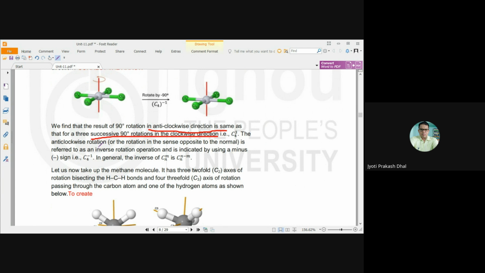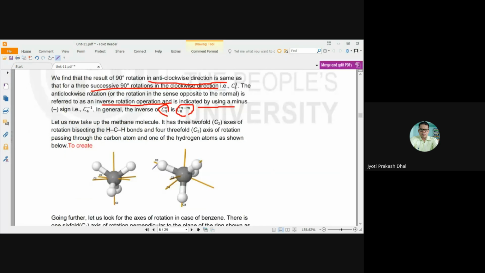The anti-clockwise rotation is referred to as an inverse rotation operation, and it is identified using a minus sign, that is C4^-1. So C4^-1 equals C4^3. In general, the inverse of Cn^m is Cn^(n-m).